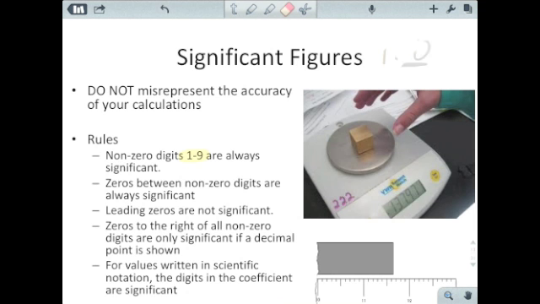Okay, our last one that we have is for values written in scientific notation. The digits in the coefficients are significant. So say we have 4.30 times 10 to the 15th. All we would consider for our significant figures are the numbers up here in the coefficient. Okay, so it's 4.30. The 4 is significant, the 3 is significant, and that 0 is significant. So we would only have 3 significant figures in that scientific notation.